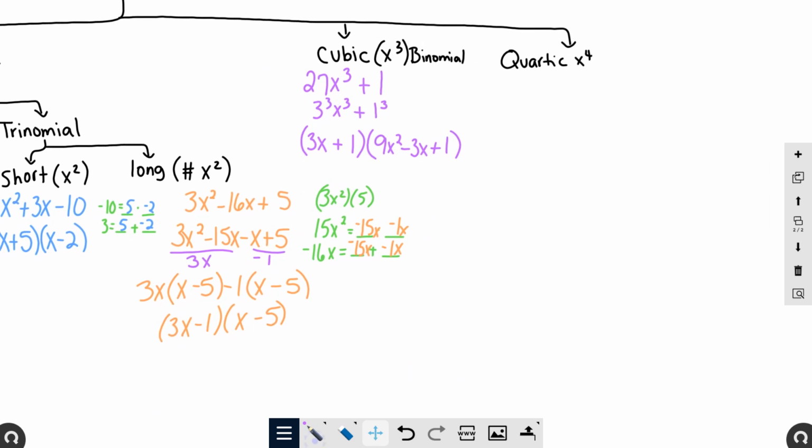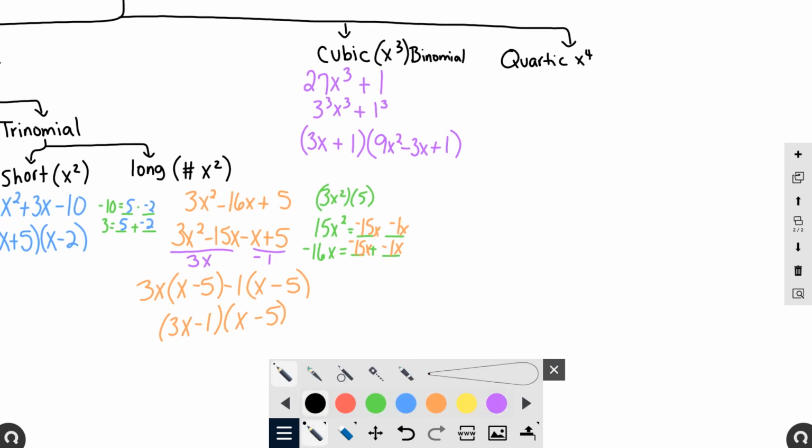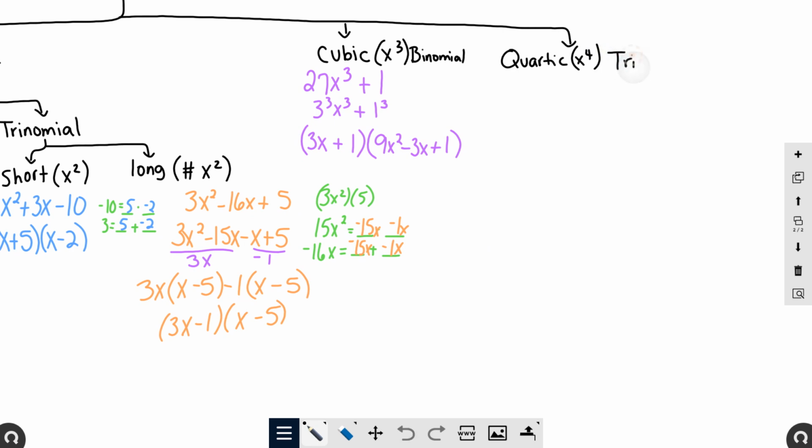All right, now we're going to do our quartics. And our quartics with x to the 4, the only ones that we worked with in factoring is trinomials. So you guys might remember how to do these. Let's do this one. X to the 4th minus 2x squared minus 8. How do we do our quartic trinomials?